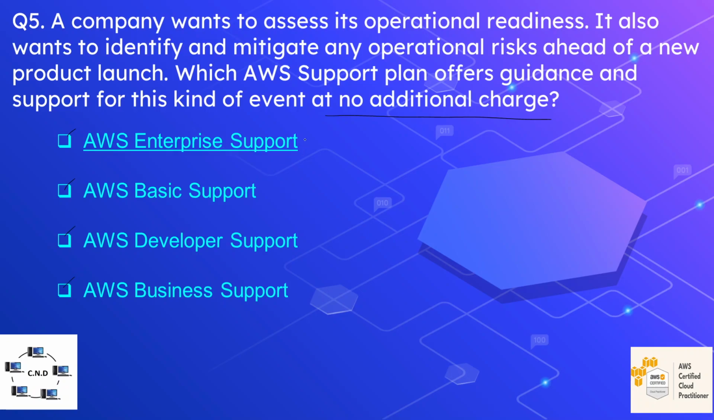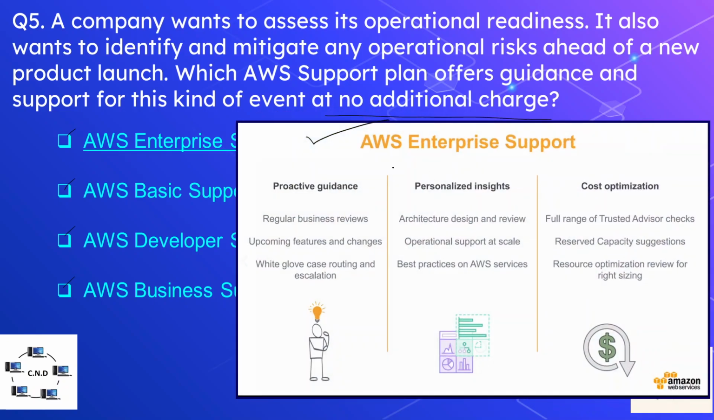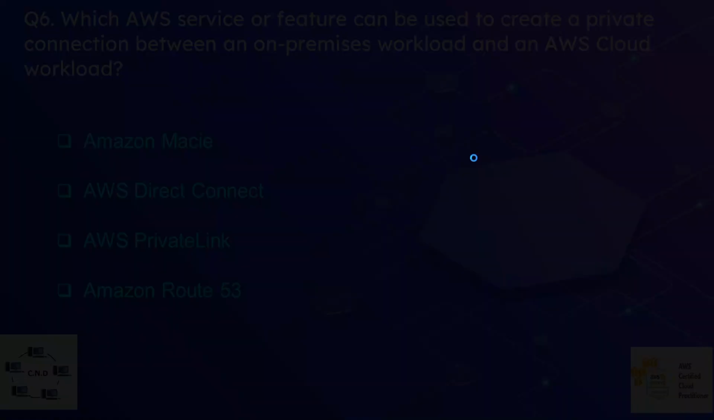And the correct option is AWS Enterprise Support. And these are some of the features of AWS Enterprise Support, that it provides proactive guidance that we are talking about here. If the company wants to identify and mitigate any operational risk, then it can be done through this support, because it provides proactive guidance, personalized insights, and cost optimizations. So the correct option is AWS Enterprise Support.